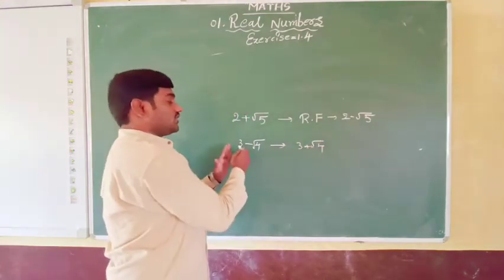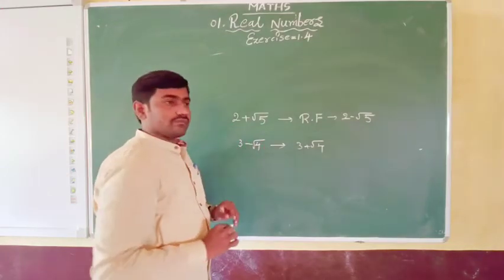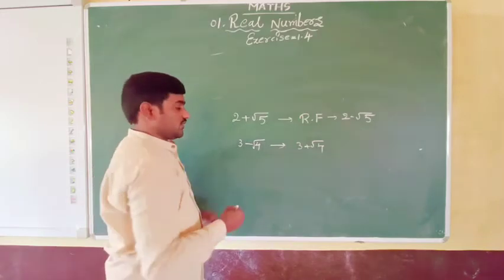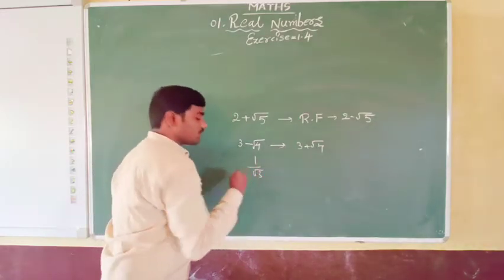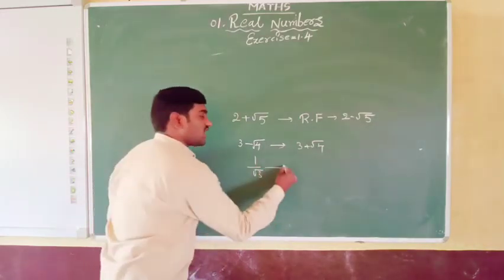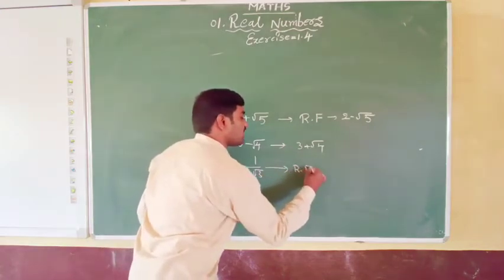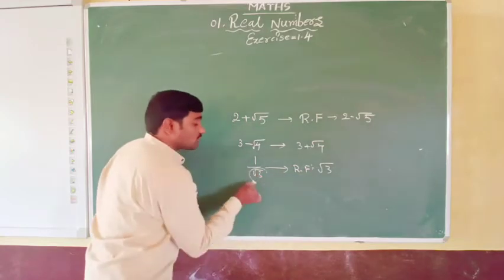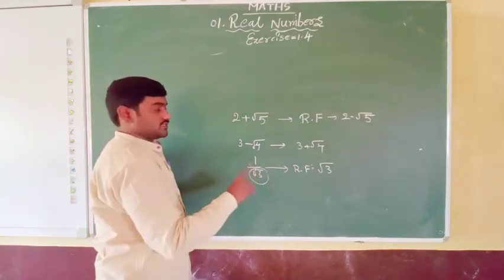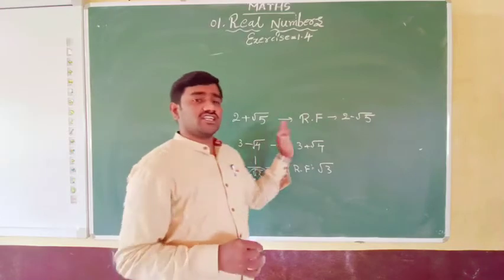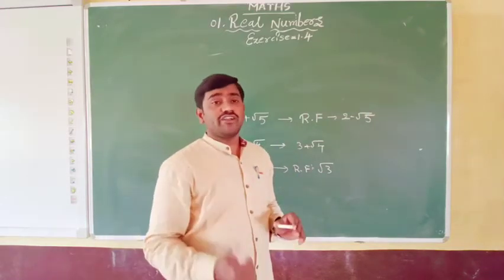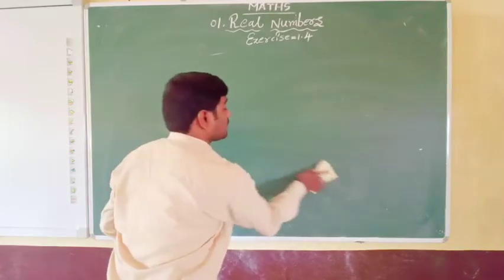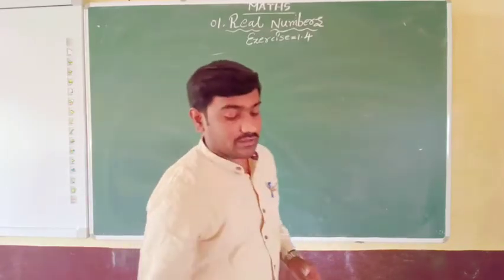The rationalizing factor of 3 minus root 4 is 3 plus root 4. So we just need to change the sign of the number. We write the rationalizing factor in that way. Suppose 1 by root 3. What is the rationalizing factor of 1 by root 3? It is only root 3. Here we have to rationalize these denominators. We are going to learn many problems on rationalizing the denominator. I will explain again clearly in the problems so that you can understand very clearly.